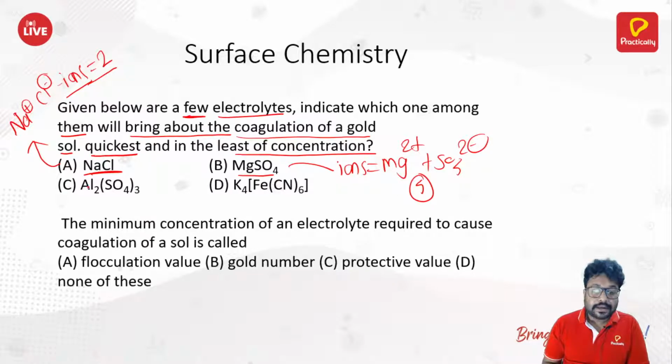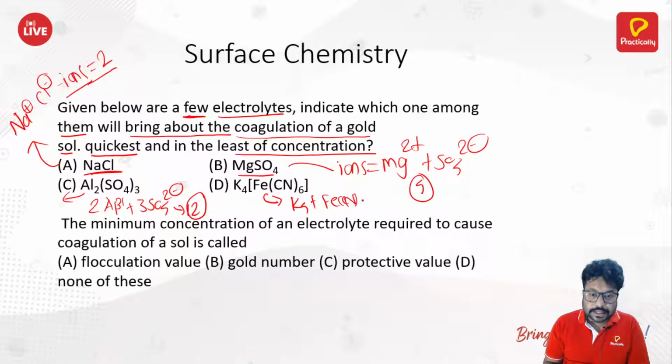Okay. Then Al2(SO4)3. It gives you 2 Al3+ and 3 SO4 2-. So 3 into 2, 6. 6 plus 6, it gives you 12 charges. And K4[Fe(CN)6] gives you 4 K+ and Fe(CN)6 4-. So 4 plus 4, 8. So this is giving you 12 charges.